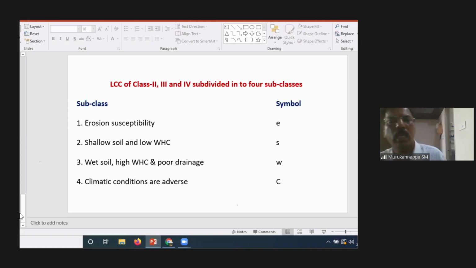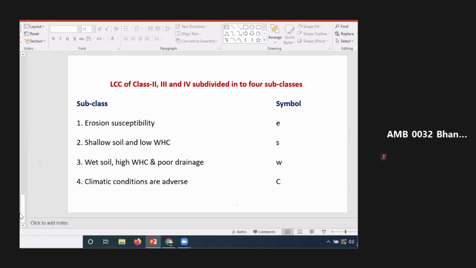One is erosion susceptibility, denoted by E. Shallow soil and low water holding capacity, that is S. Wet soil, high water holding capacity, poor drainage, that is W. And climatic conditions are adverse, that is denoted by small c, not capital, small c. So is it clear, all of you? Yes, sir.